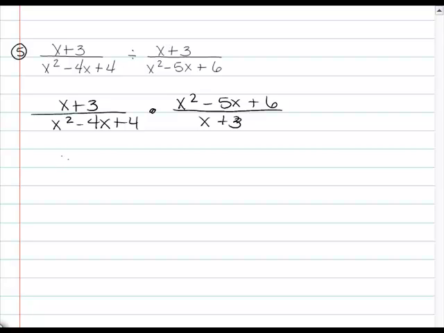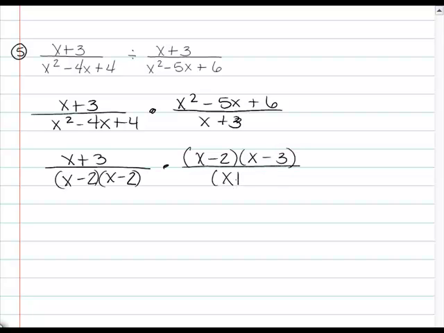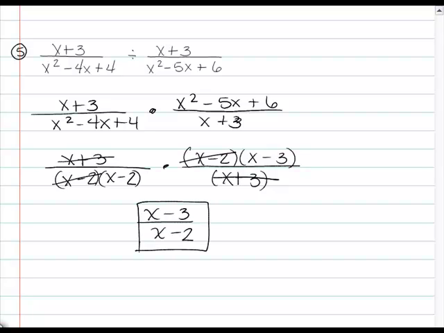Then we're going to factor, so we've got x plus 3 over, we're going to do our two parentheses, we're going to have x minus 2 and x minus 2. Over here we have to factor the top. This is going to factor to x minus 2 and x minus 3 over x plus 3. Okay, now we just start canceling. So we can cancel out our x plus 3's. We can cancel out an x minus 2. So what we've got left is x minus 3 over x minus 2, and there's our final answer.